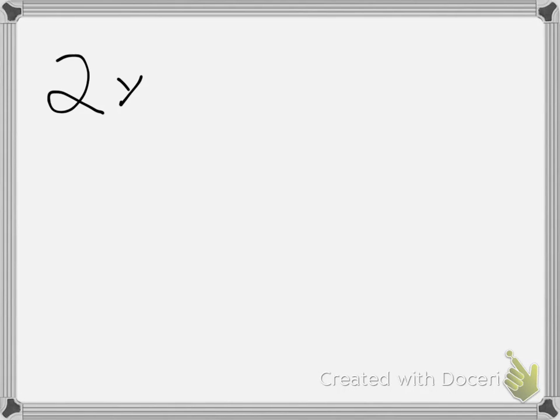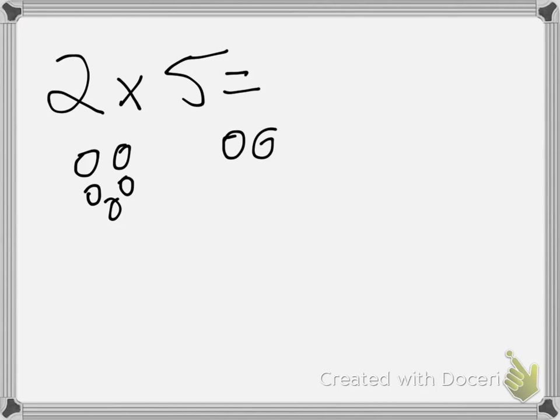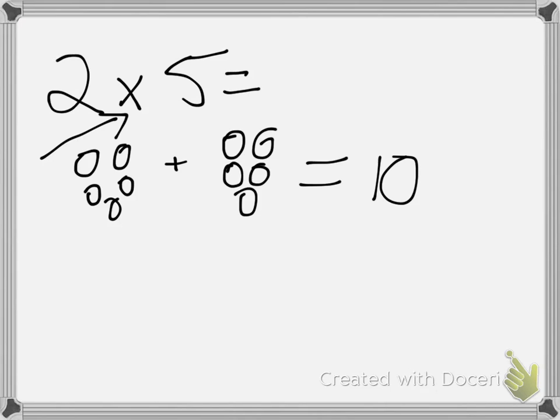So if we have two groups of 5, well, we know that what we're doing is we're taking a group of 5, and I'll just draw them out, 1, 2, 3, 4, 5, and a group of 5, 1, 2, 3, 4, 5. And if we were to just add those together, which is what multiplication is, we're going to end up with the answer of 10.